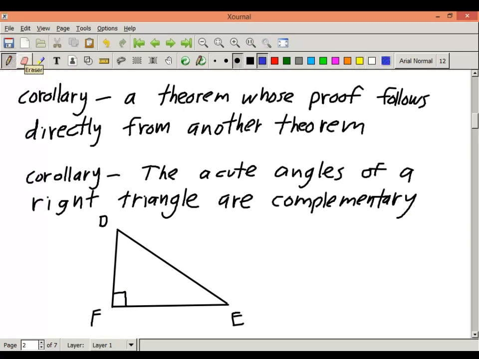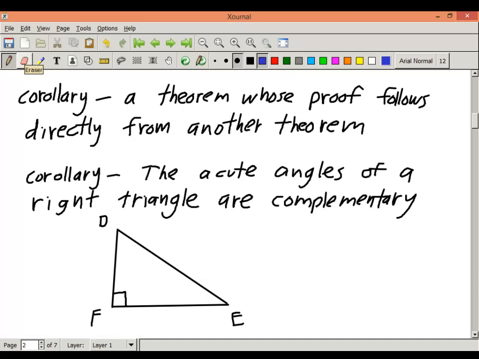Okay, so now we got a new vocabulary word here, corollary. A corollary is really a theorem whose proof follows directly from another theorem. So when you have a corollary, it's really a new theorem, but it's very similar to one you already proved. So here's our first corollary of the year, and that is the acute angles of a right triangle are complementary. We're not going to do a 2-column proof. I think we can talk our way through this one.